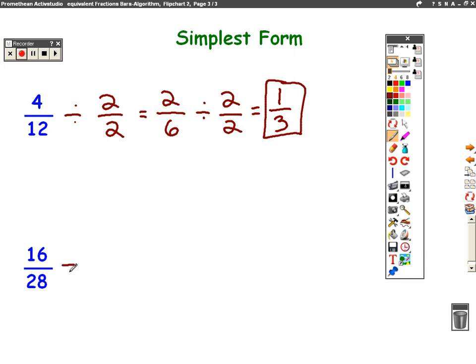Now there's a simpler way of doing this, and that's if you find the greatest common factor. So here I have 16 and 28. I know that 2 works. However, the greatest common factor shared between 16 and 28 is 4. So I'm going to divide both numerator and denominator by 4. 16 divided by 4 is 4. 28 divided by 4 is 7. 4/7 is in simplest form because the only factor that 4 and 7 share is 1.